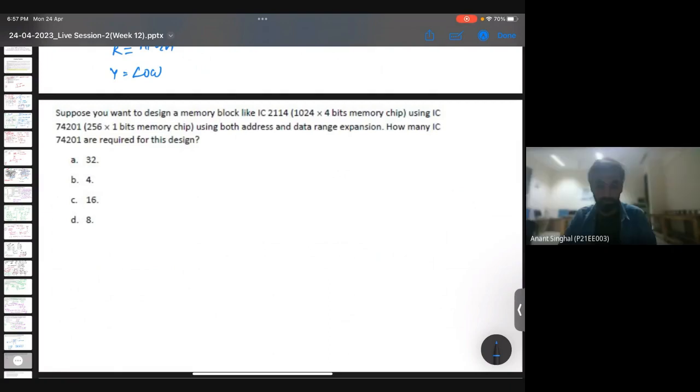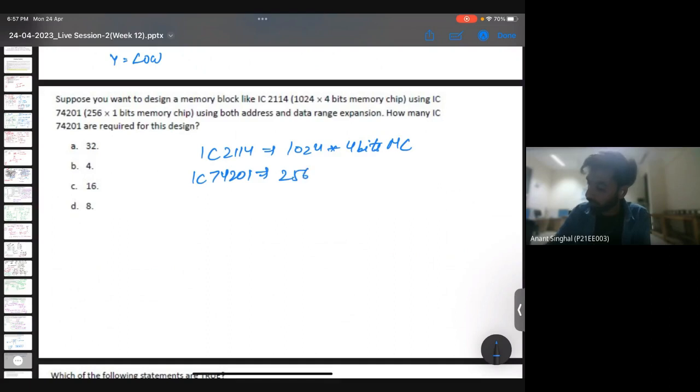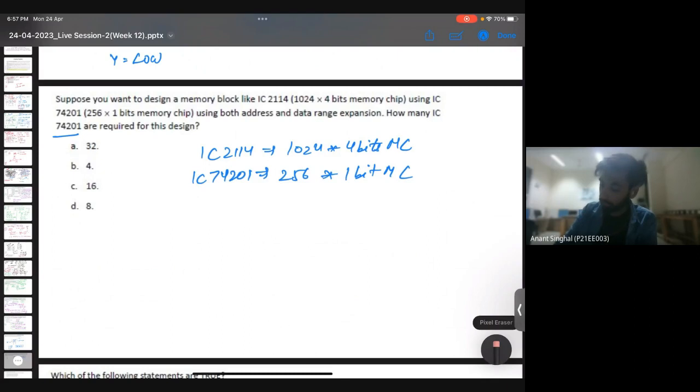Okay, so we shall try the same now. So we have an IC2114, which is 1024 cross 4 bits memory chip. Then we have an IC74201, which is 256 cross 1 bit memory chip. So how many ICs are required of 74201? So we can write it directly for this IC2114. Okay, give me a moment.